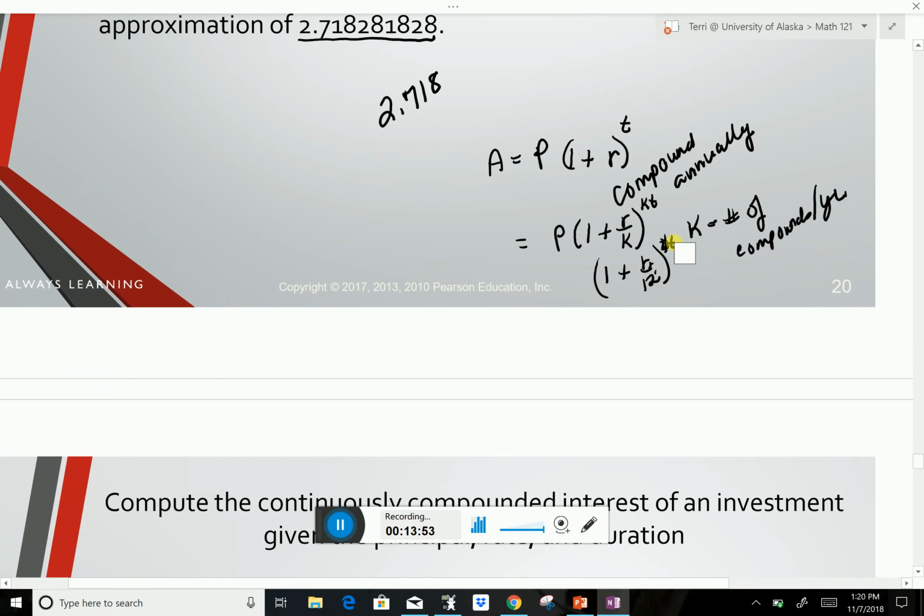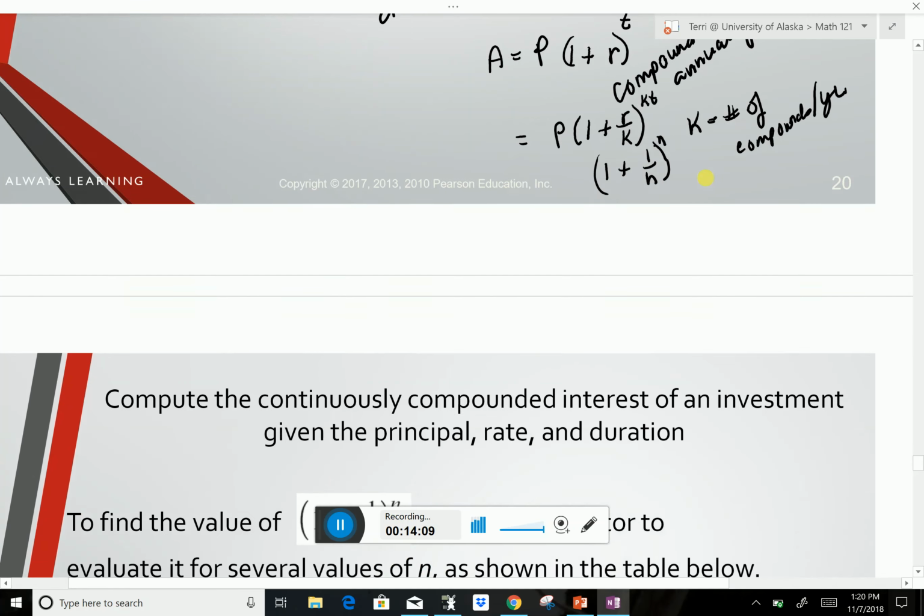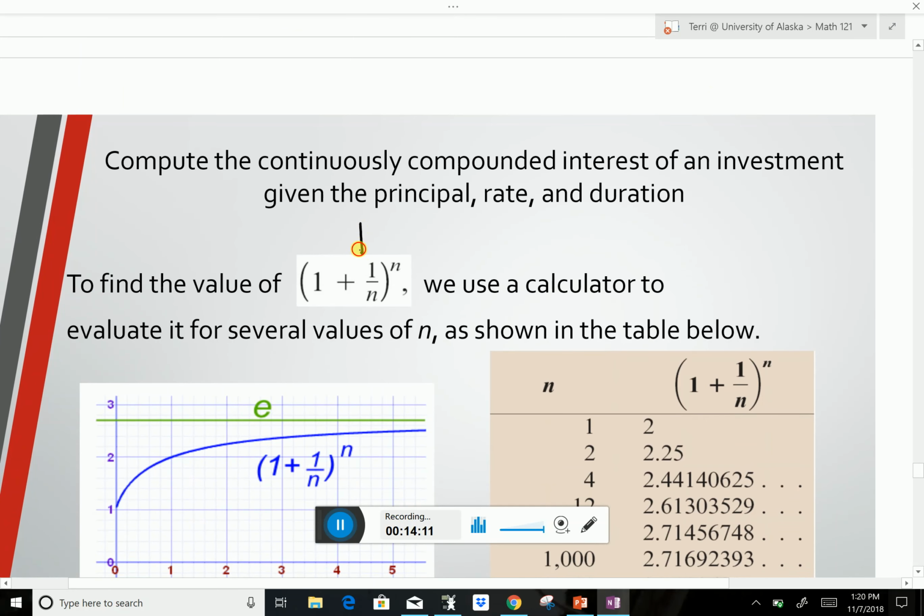I can do daily, I can do weekly, but the more that I do, the closer I get to this crazy thing that looks like this. This is compounded continuously. And we're going to use the calculator.